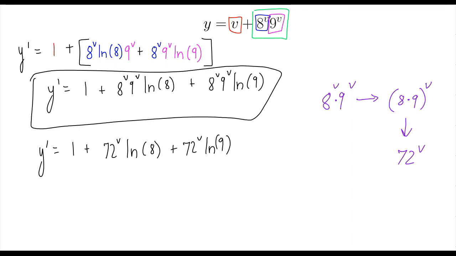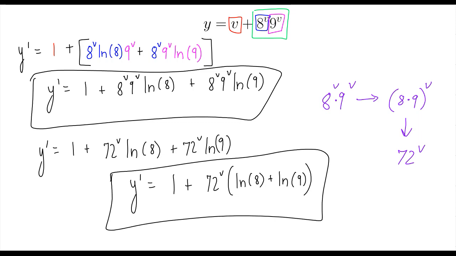And while we're at it, we could factor out a 72 to the v power to get this simplified version. Okay, so this is another way you could simplify it. Although either way is fine. Okay, so there are multiple representations of how to find the derivative of the particular function.